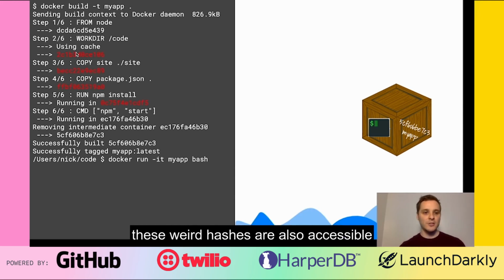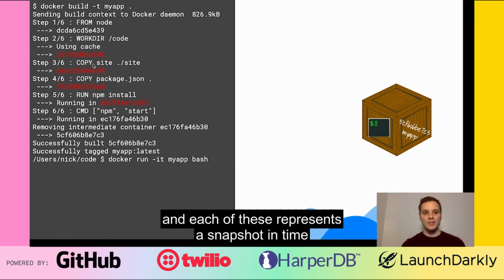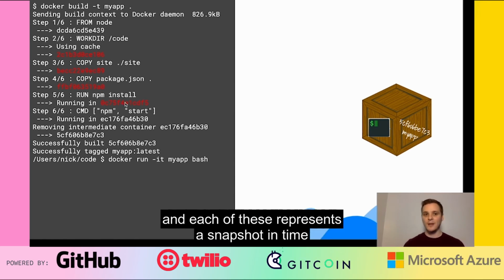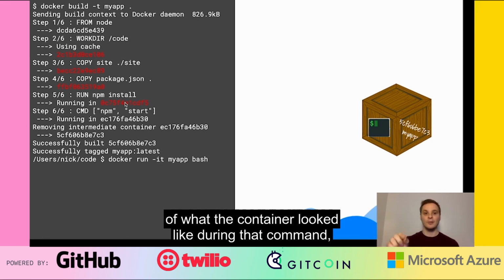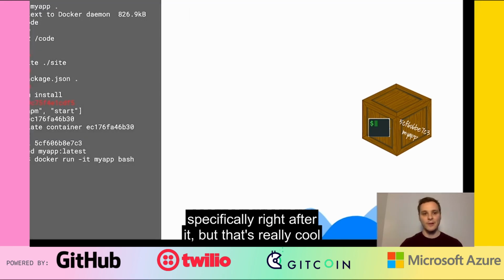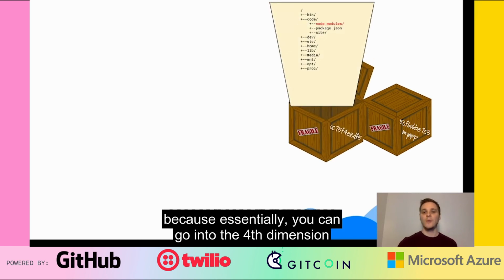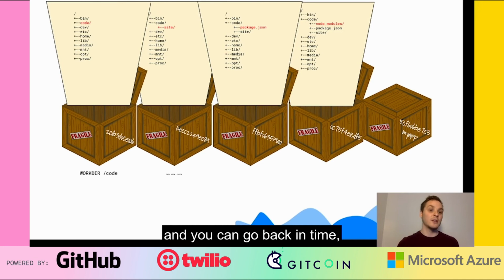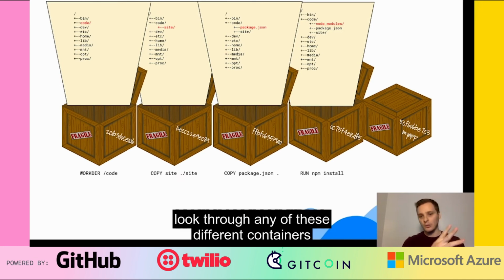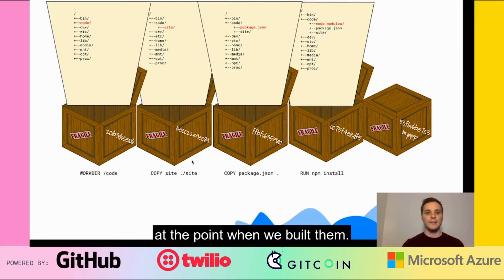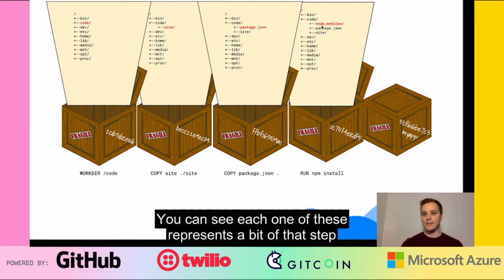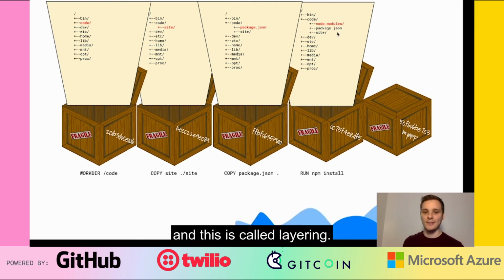These weird hashes are also accessible, and each of these represents a snapshot in time of what the container looks like during that command, specifically right after it. But that's really cool because essentially you can go into the fourth dimension and you can go back in time, look through any of these different containers at the point when we built them. You can see each one of these represents a bit of that step, and this is called layering.